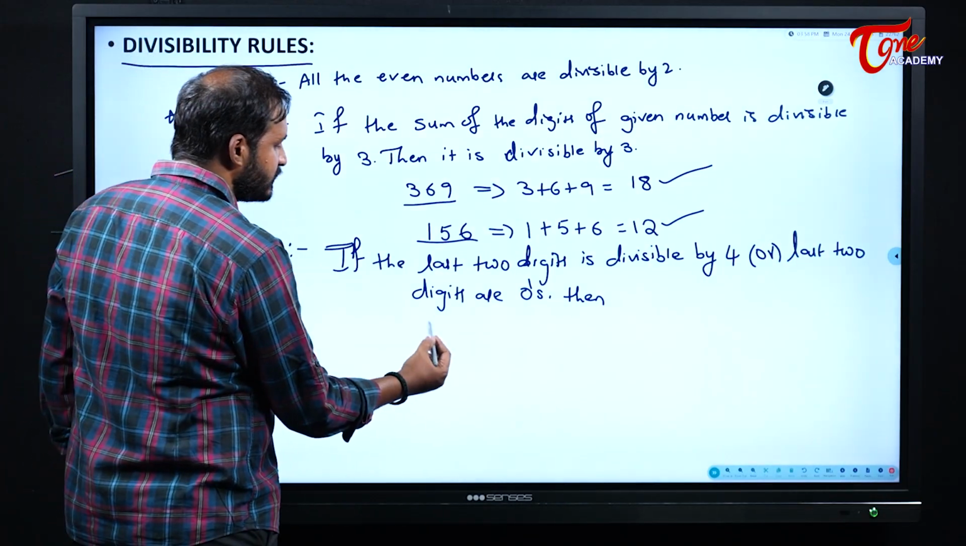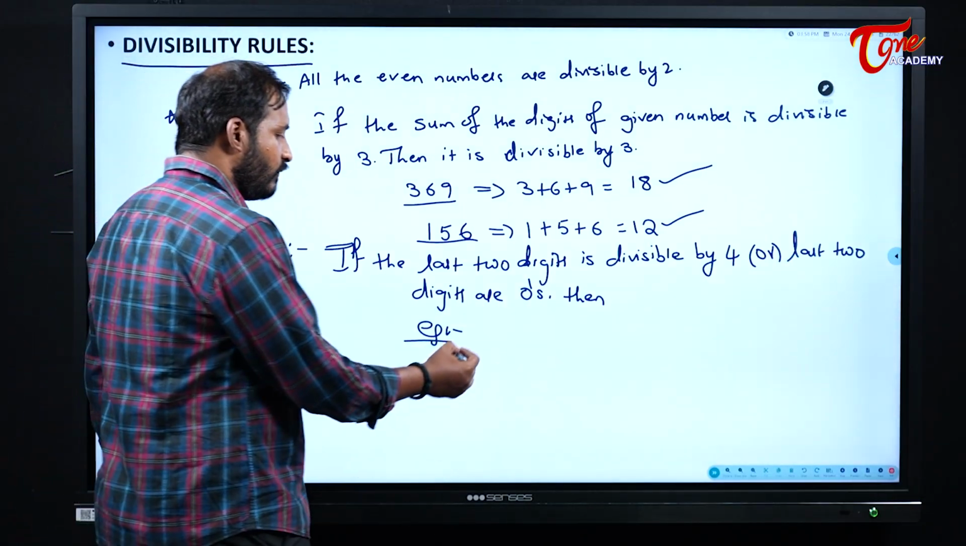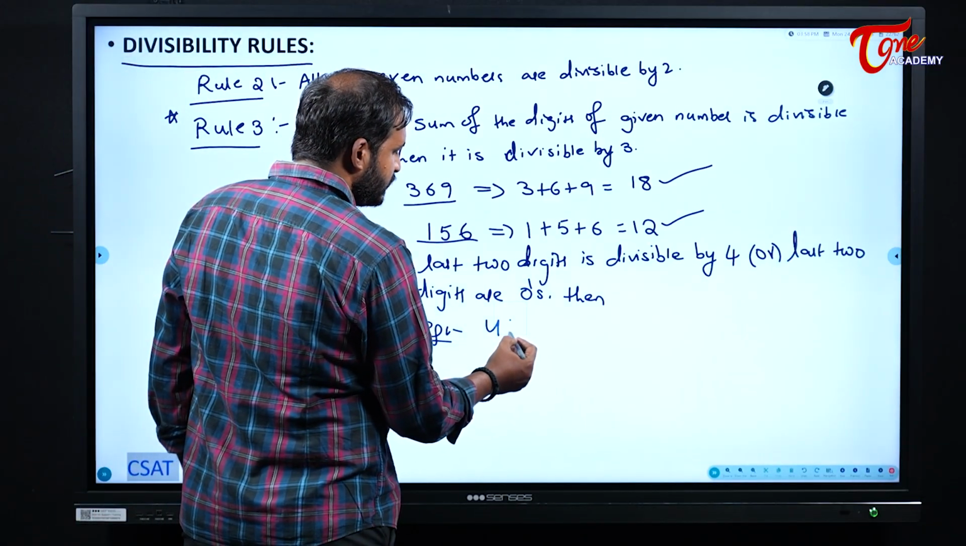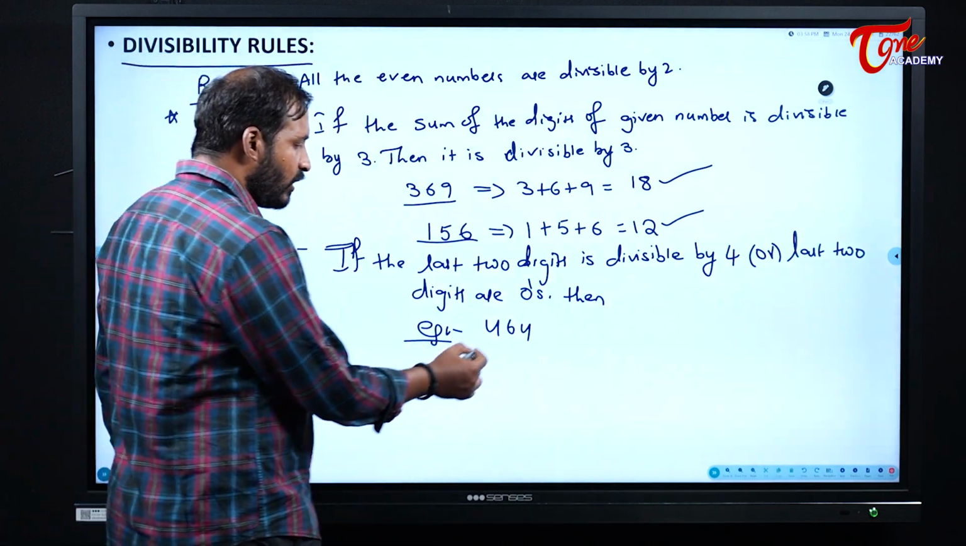That means, let us see an example, students. Now, for example, 464. If I want to check whether this number is divisible by 4, I will not bother about the complete number.